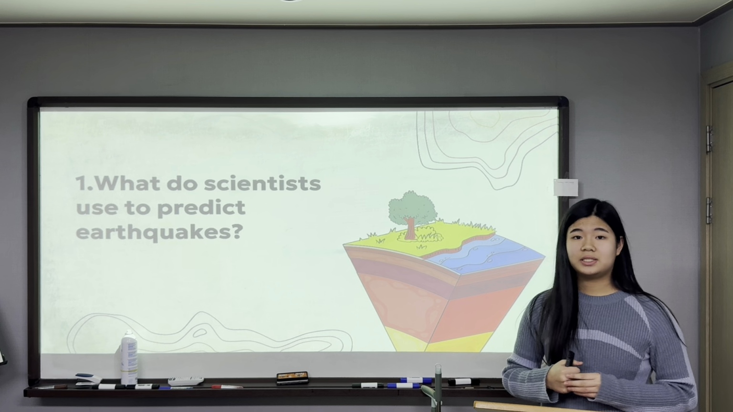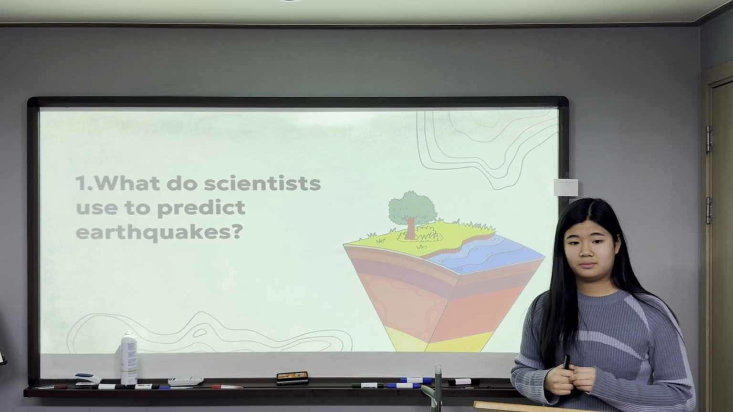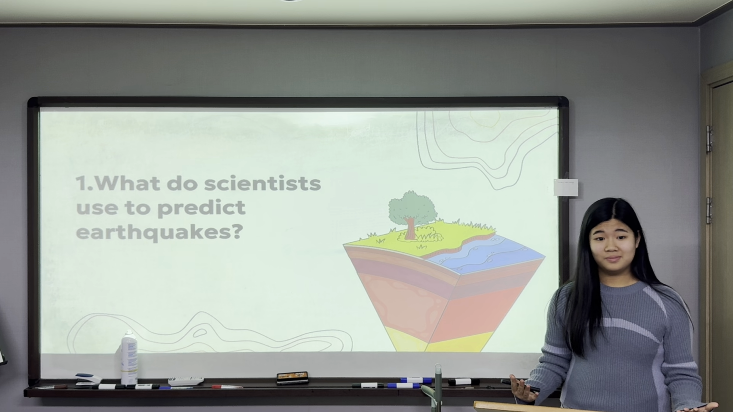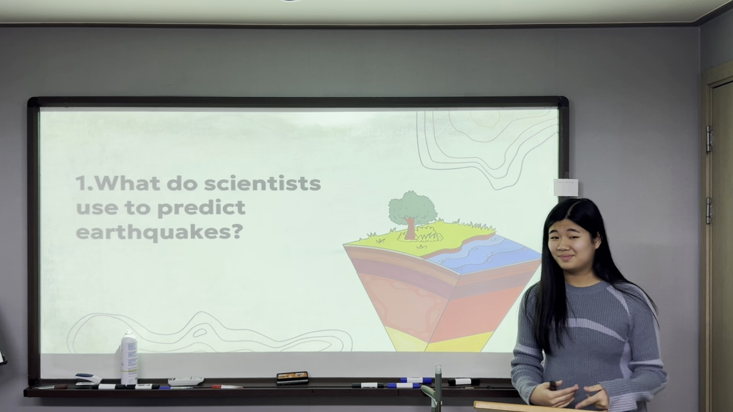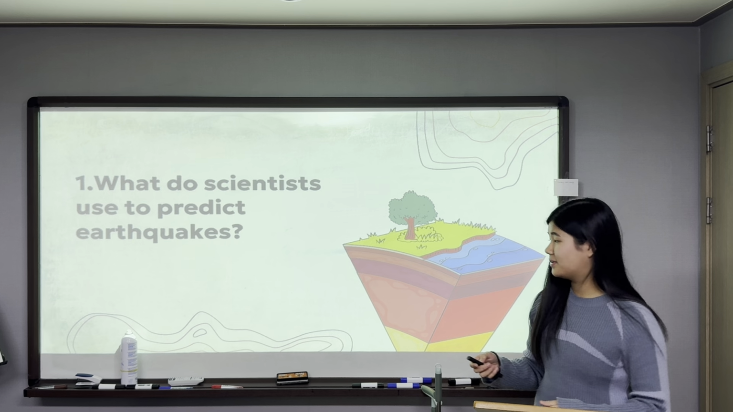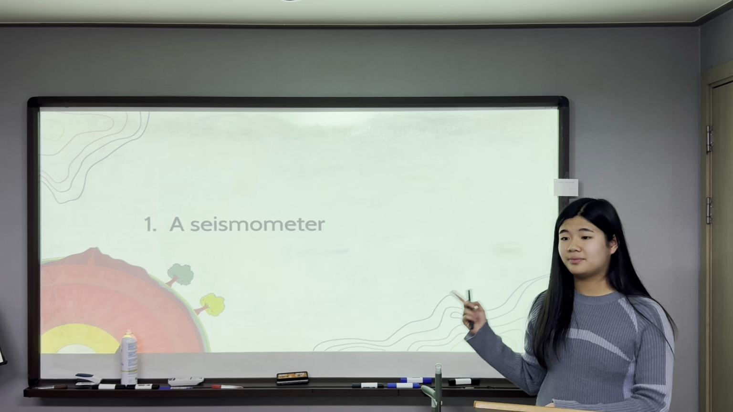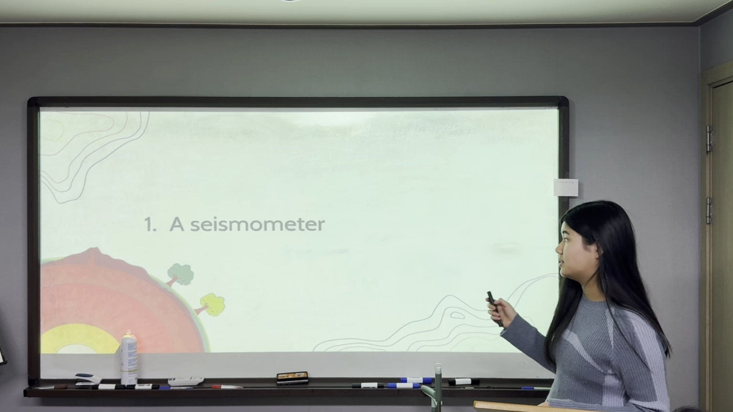First, what do scientists use to predict earthquakes? Using a seismometer. The answer is they use a seismometer to track the seismic waves.